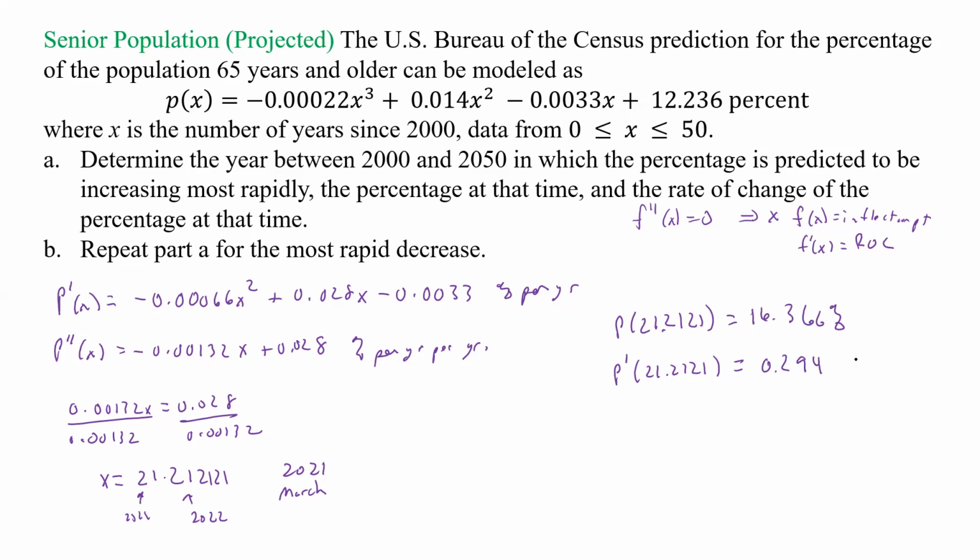0.294 if we round it, and that's going to be percent per year. Okay. And so that's going to be our inflection point for the increasing side. Now the key is we only have that one point. And so what we're going to have to do is graph this. I probably should have just done the graphing because I wasn't paying attention.